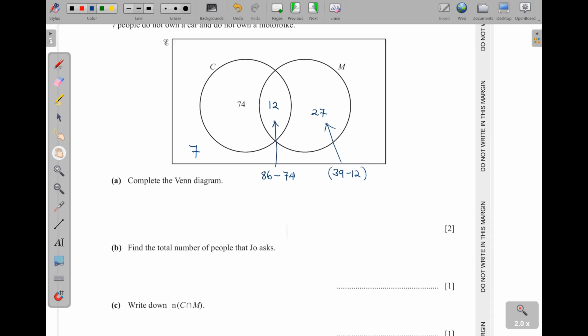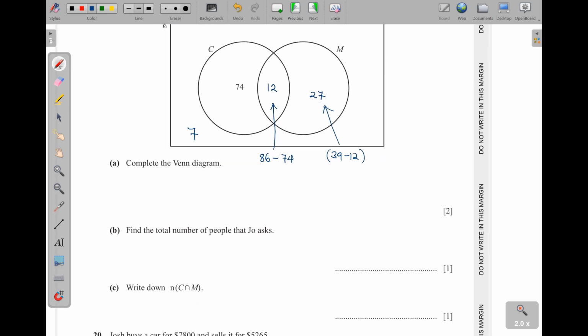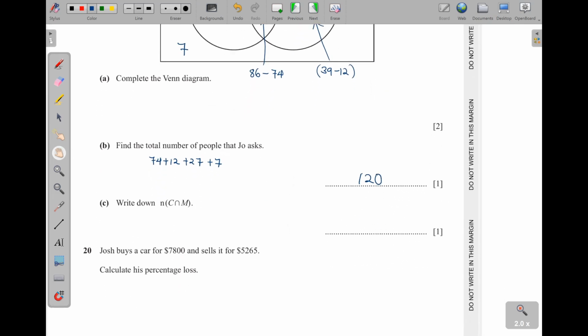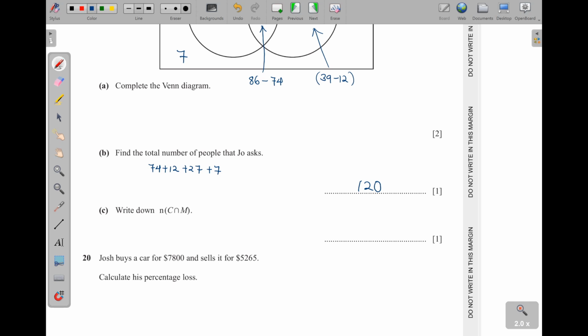And then they are saying find the total number of people that Joe asks. So of course we shall now get 74 plus the 12 plus the 27, then plus the 7. Okay, and then when we add all of that together, we shall have 120. Then next part C, write down the number of those in the intersection. Those are the ones in the middle. Okay, and we can see that it is 12.